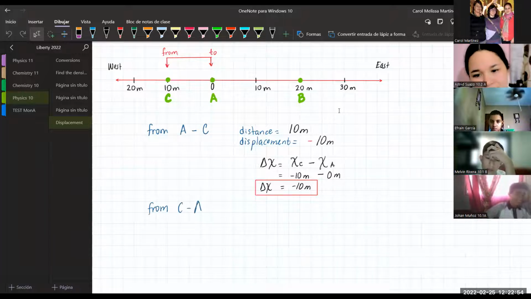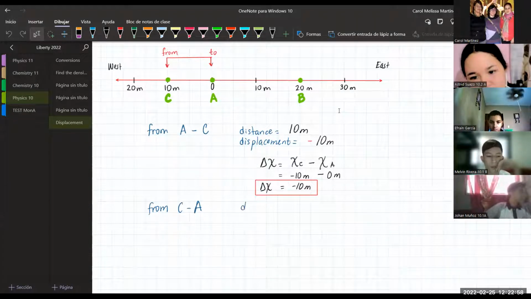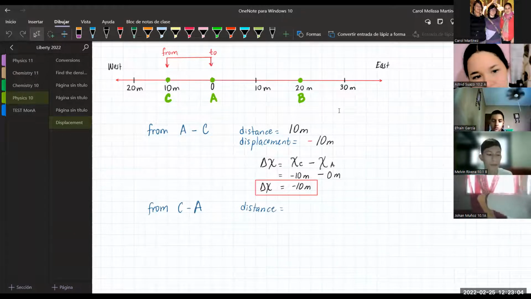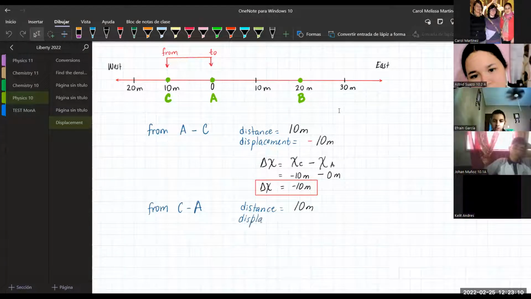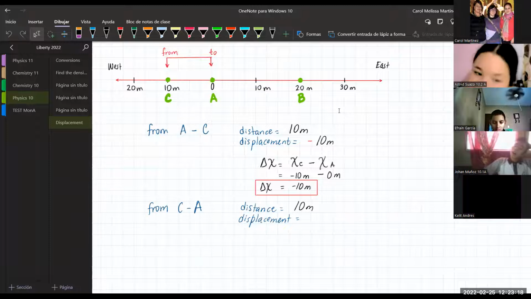I'm talking about the same 2 points. What is the distance? From C to A, what is the distance? 10 meters. What is the displacement? Positive 10. Positive or negative? Positive, because it's moving from west to east.